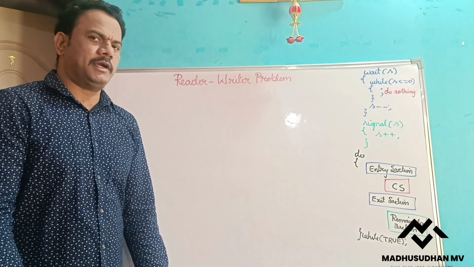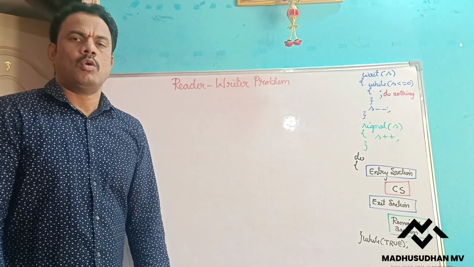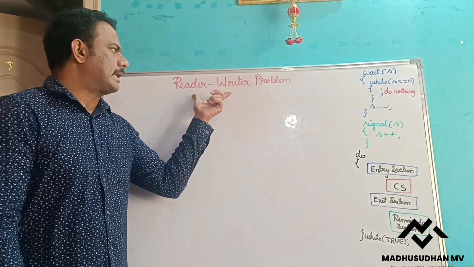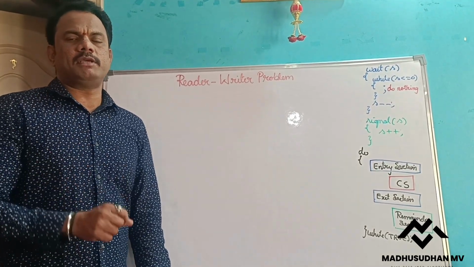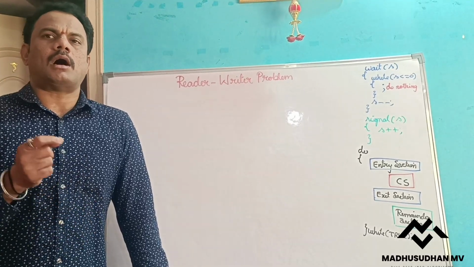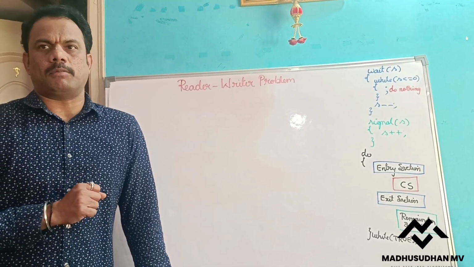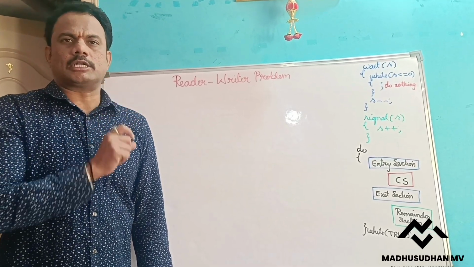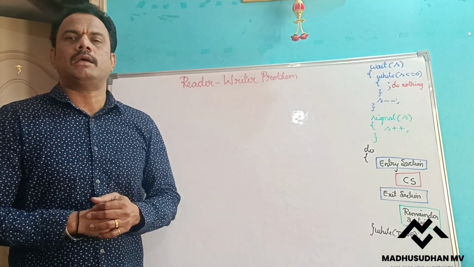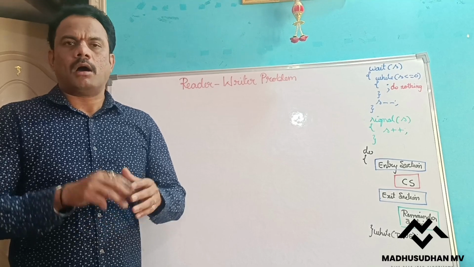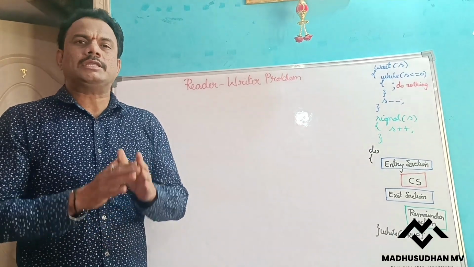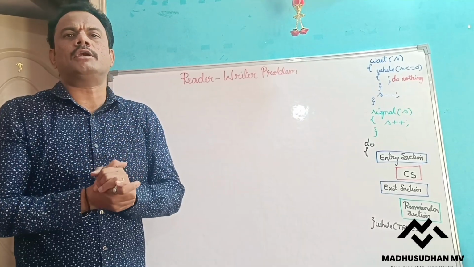Hi everyone. In this video, I'm going to explain one of the classical problems of synchronization, that is the reader-writer problem. In my previous video, we discussed the producer-consumer problem, also called the bounded buffer problem. Along with the reader-writer problem, there is one more problem called the dining philosopher problem. All these three are classical problems for synchronization, and we need to solve these synchronization problems.